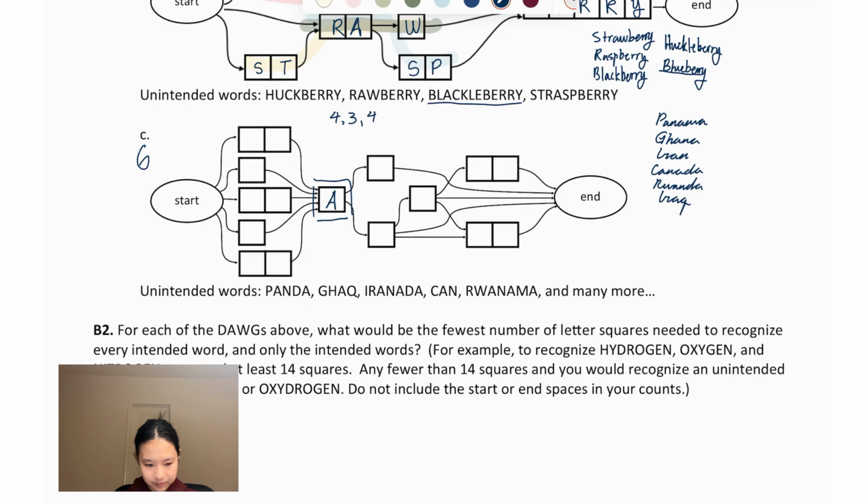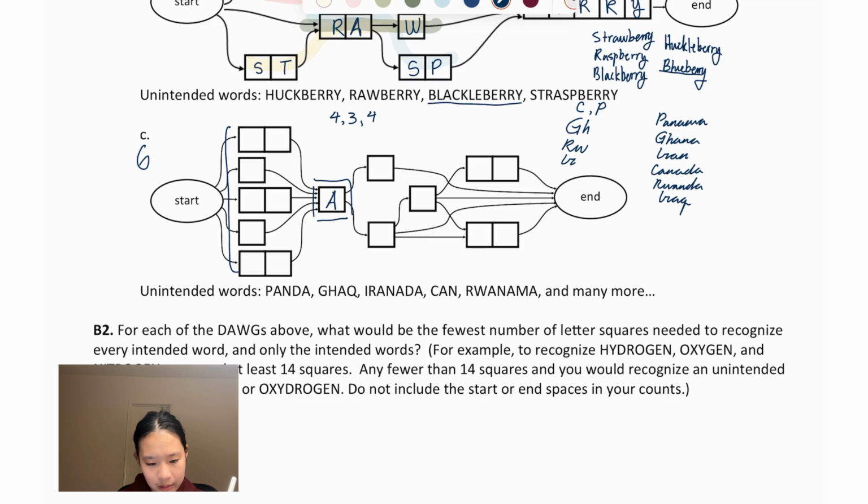And then we have 5 blanks at the beginning. So the starts are probably going to be GH for Ghana, RW for Rwanda, and then the IR overlaps for Iran and Iraq. And then we also have a C and a P that are probably going to stay on their own because they both converge into the A.